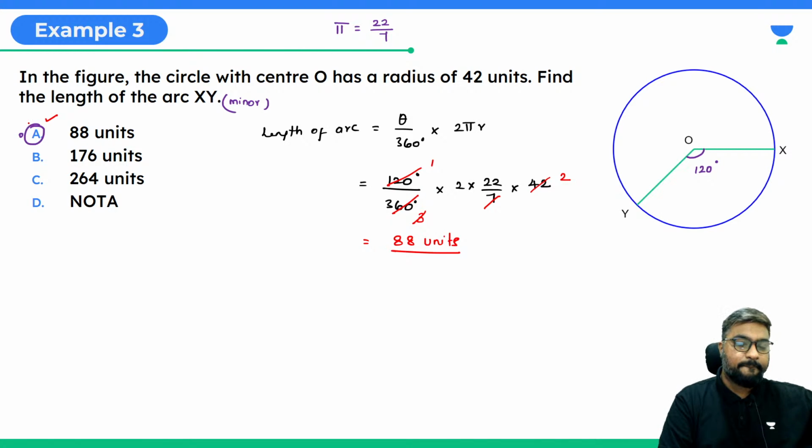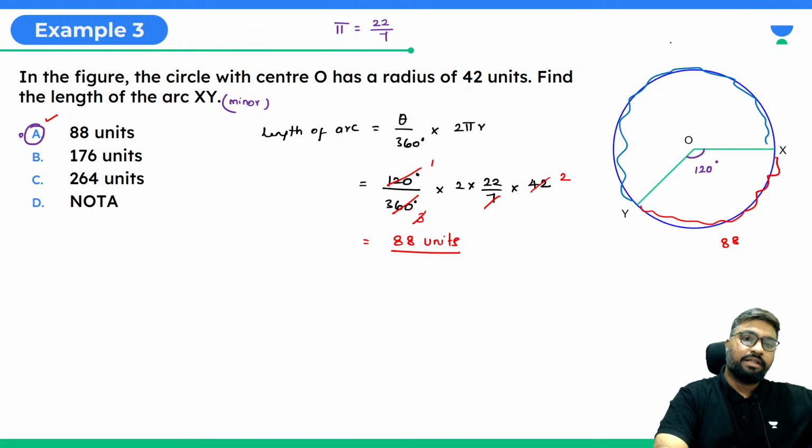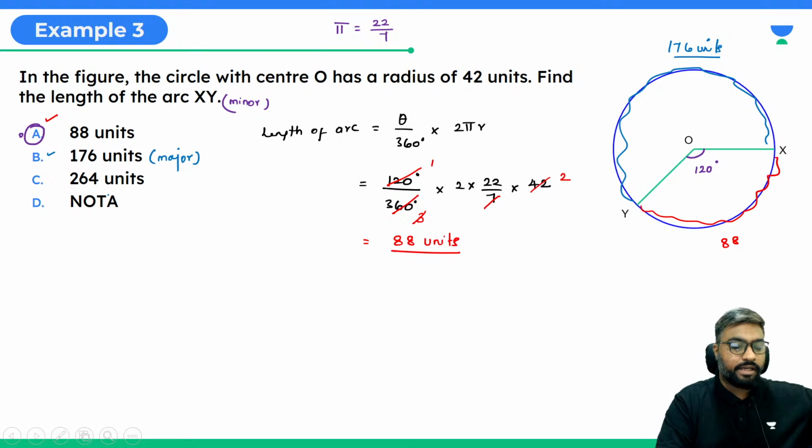Any doubts guys? तो ये वाला जो लेंथ होगा, this length will be 88 units and ये वाला लेंथ जो होगा, this will basically be what? अगर ये 1/3 है तो वो 2/3 होगा, मतलब 176 यूनिट. तो टेक्निकली अगर क्वेश्चन में मेजर या माइनर ना दिया हो तो दोनों करेक्ट है. ओके, क्लियर एवरीबॉडी? Since I have mentioned in the question that it is minor, the answer will be 88. I hope you got this. Next question.